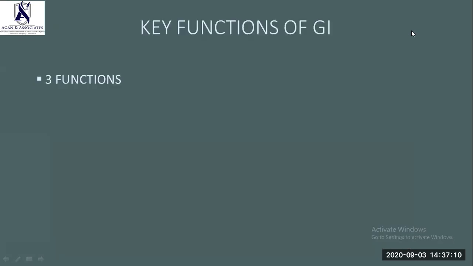So what are the key functions of GI? There are three key functions of a GI. The first, of course, is as a product differentiator, in the same way as a trademark. However, this goes beyond association to a particular trader or a particular company. This is a product differentiator that differentiates products of one region from another.